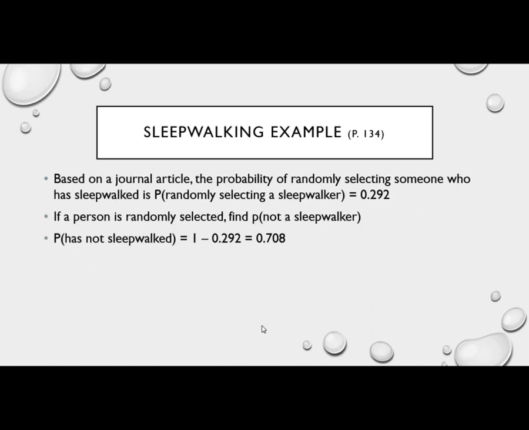All right, here's an example on page 134. Based on a journal article, the probability of randomly selecting a sleepwalker is 0.292. If a person is randomly selected, find P not a sleepwalker. So the probability is just 1 minus that. That's what I was explaining before, which is 0.708.